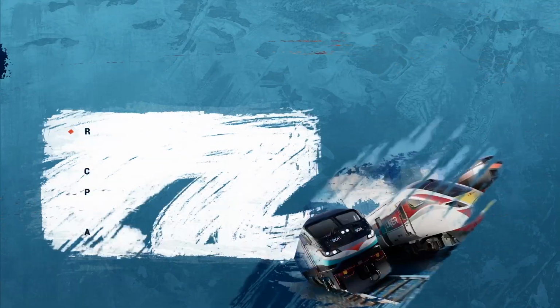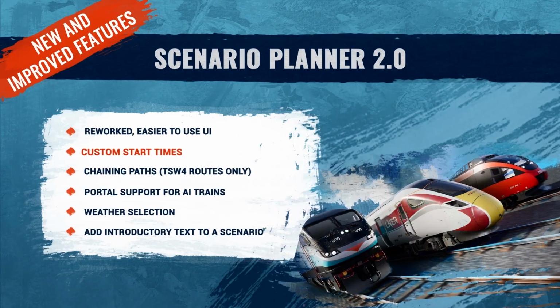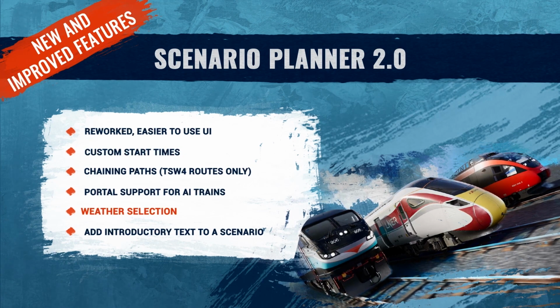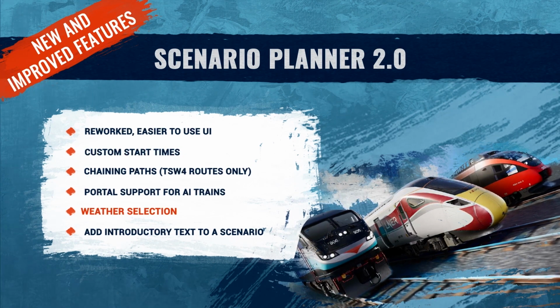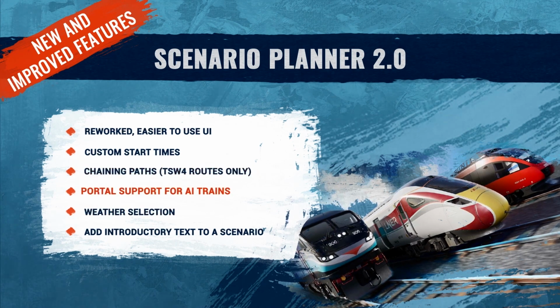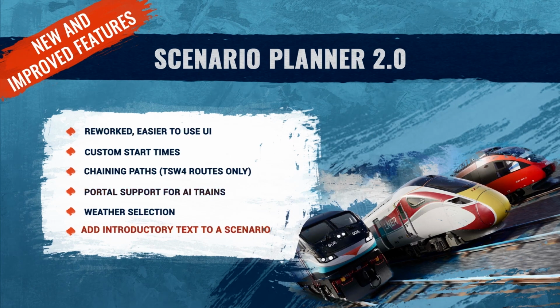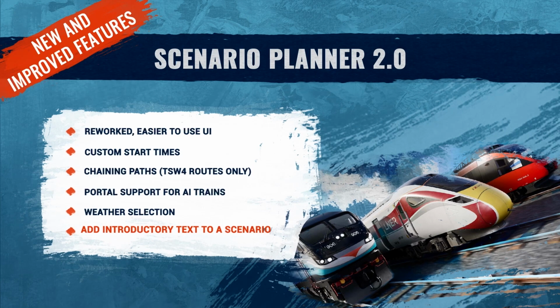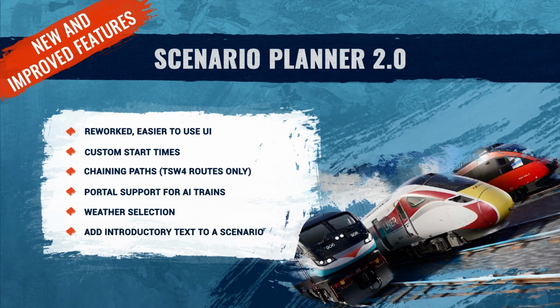Just to quickly summarise then the changes that are coming with Scenario Planner 2.0, again very creatively named. You will be able to change custom start times. You'll be able to change or select the weather and the time of year that you'd like to do the scenarios. You'll be able to chain paths, which is very exciting. You'll be able to have portal support for AI, add introduction text to your scenario, and there will be more paths available for Train Sim World 4 content as well.